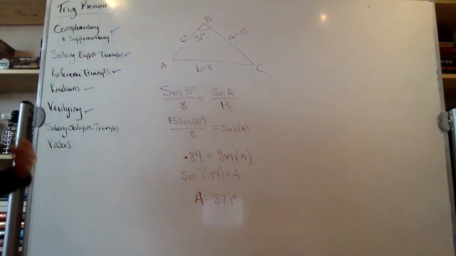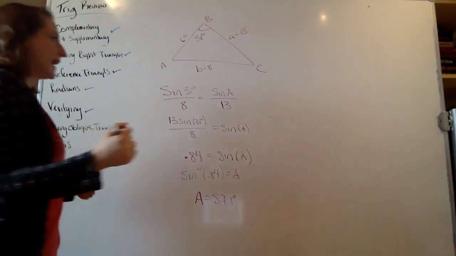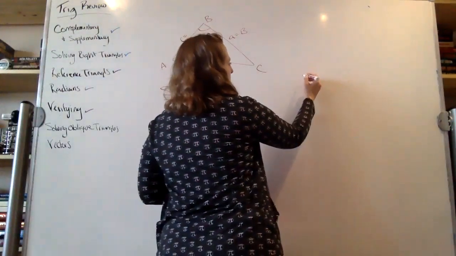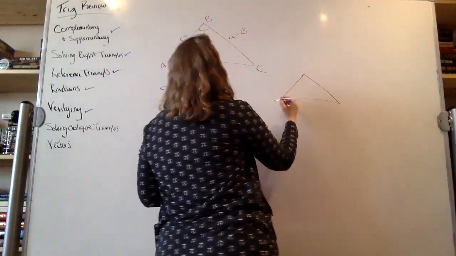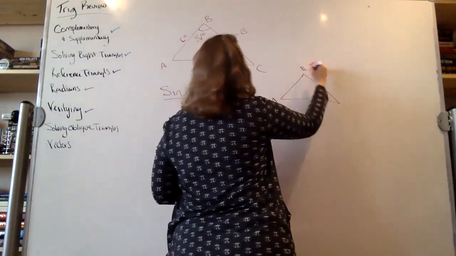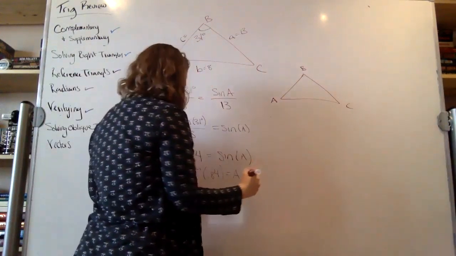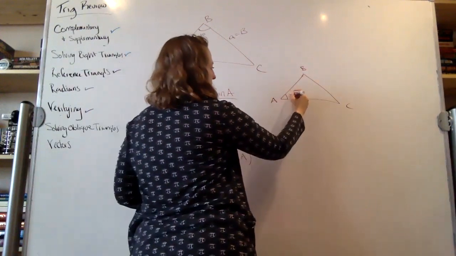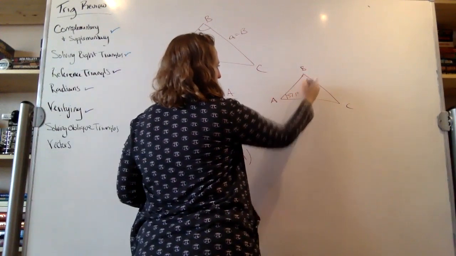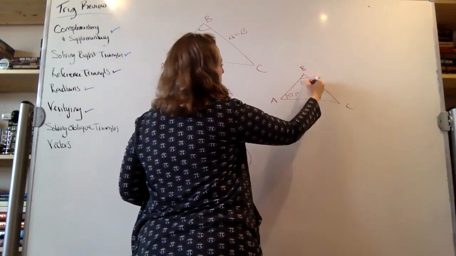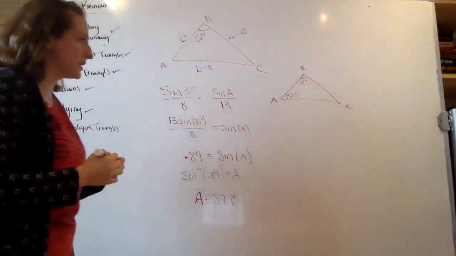So we know that we have one triangle that satisfies this. I'm going to sketch that triangle here. Again, this is just a sketch. I don't care what my angle sizes actually are. So I know when A is 57.1 degrees and B is 31 degrees, there's one triangle that solves this.